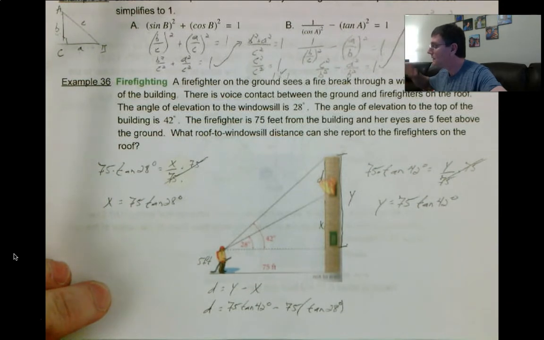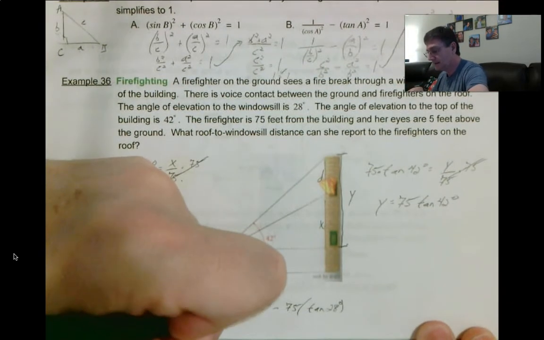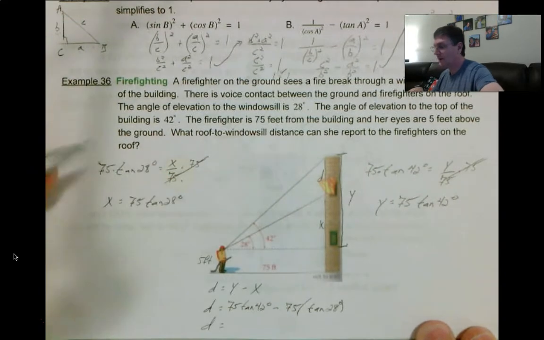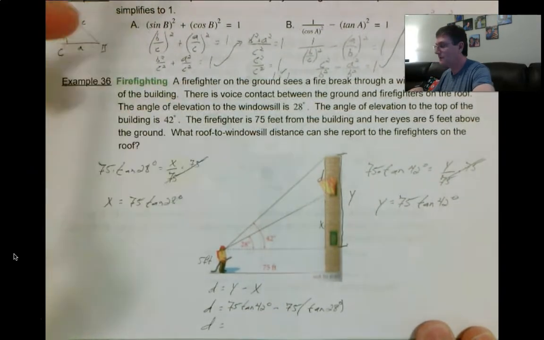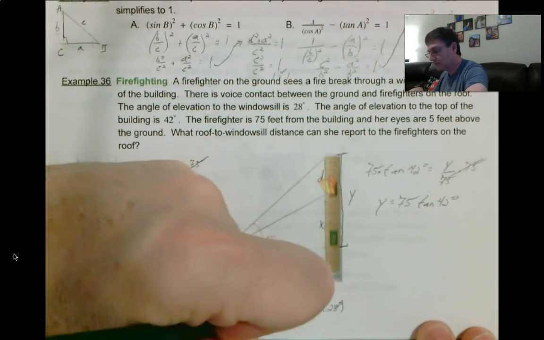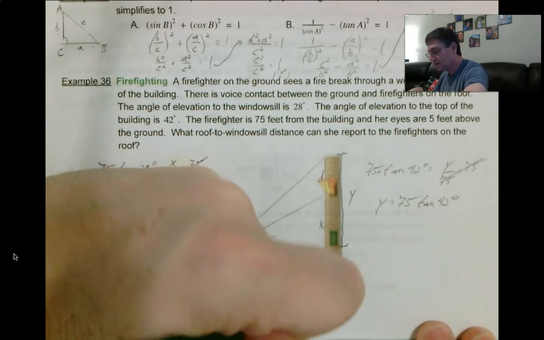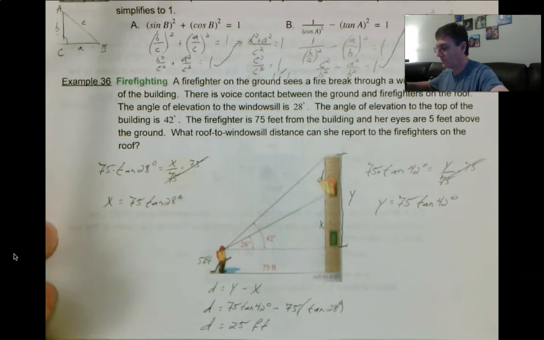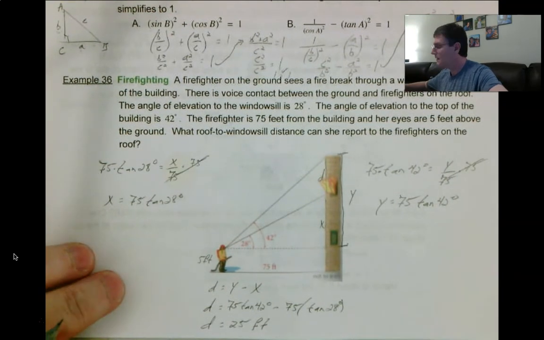Tangent, and we get D, or the height from the bottom of the windowsill to the top of the building is about 25 feet. Minus 28 times. Two different answers. Hold on. Let me just check my arithmetic.